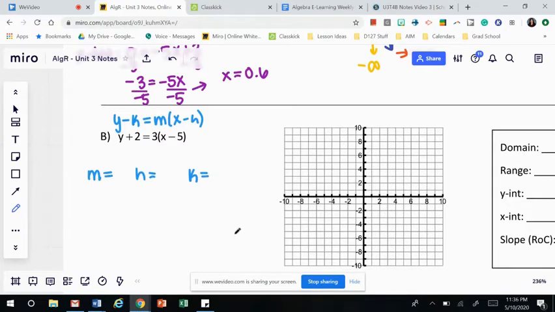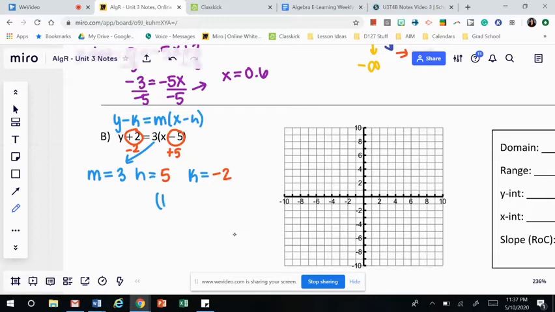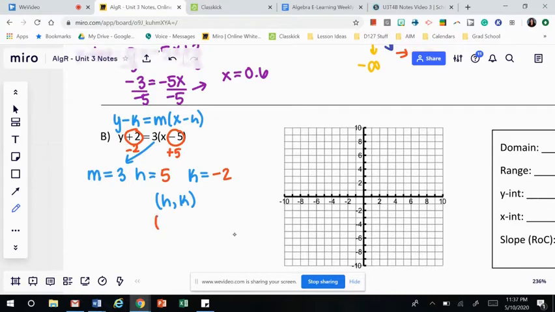Well, m is our value that's being multiplied in front of the parentheses here, so m is 3. We can't forget that h and k are actually the opposite of what we see. So h is positive 5, and k is going to be negative 2. If we put h and k together, that will give us our first point, and then from that point, we can graph the slope. So our point on the line is going to be 5, negative 2.